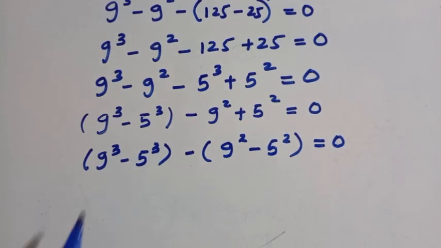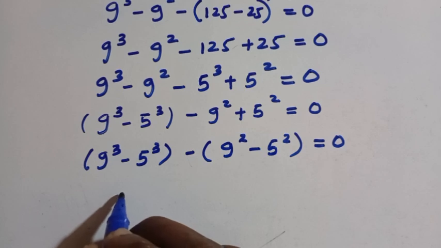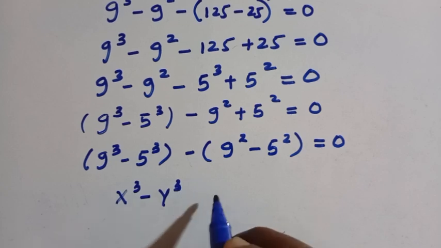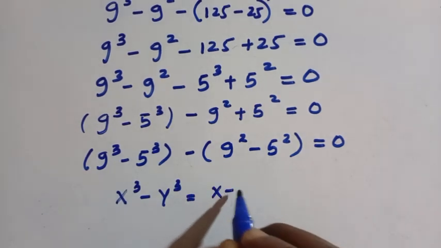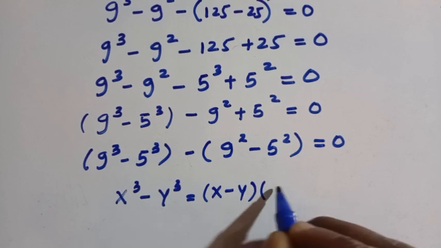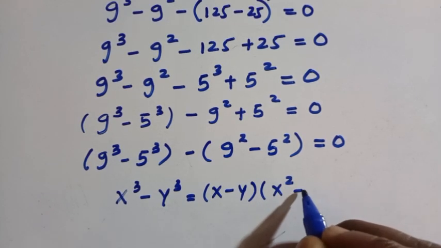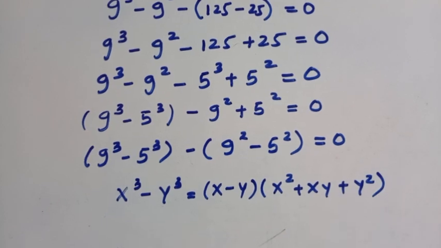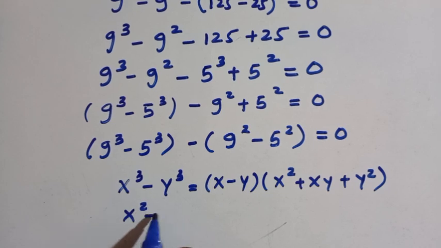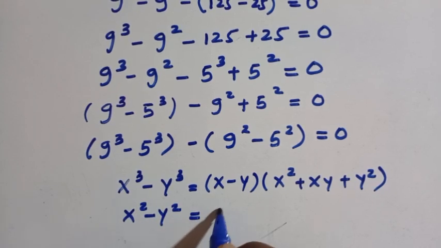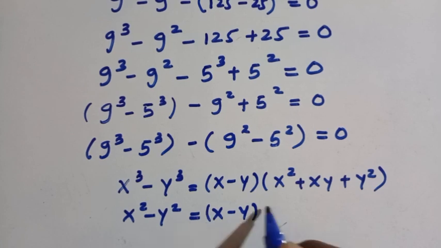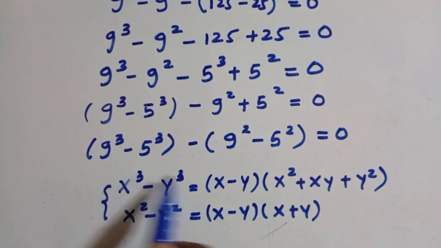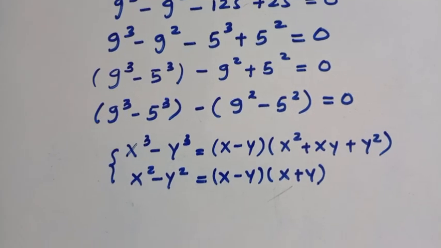Then let's see these two important identities. Suppose we have x raised to power 3 minus y raised to power 3. This equals x minus y multiplied by x squared plus xy plus y squared. And also when we have x squared minus y squared, this equals x minus y multiplied by x plus y. So these two identities are very important for solving this problem.